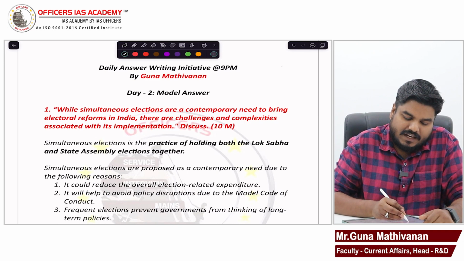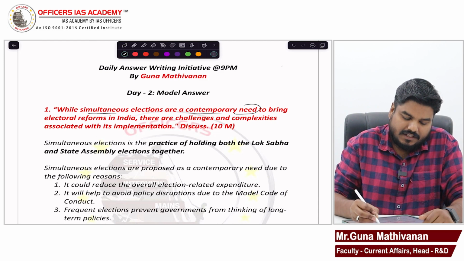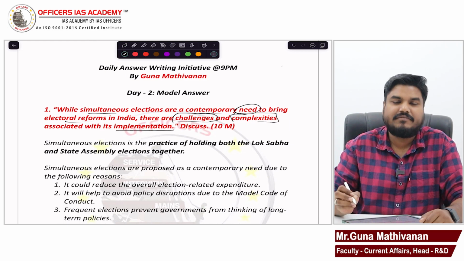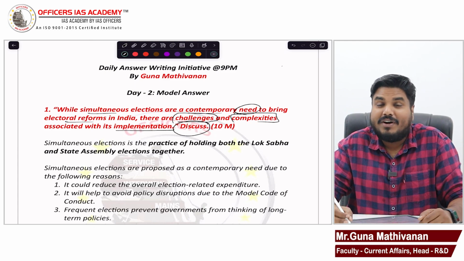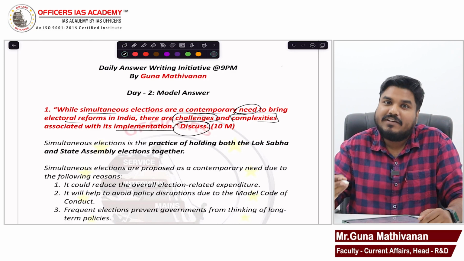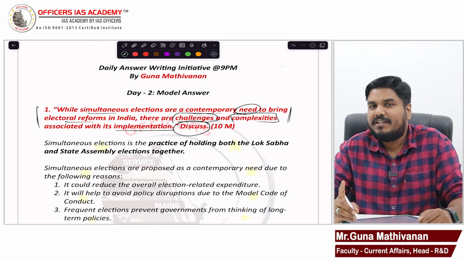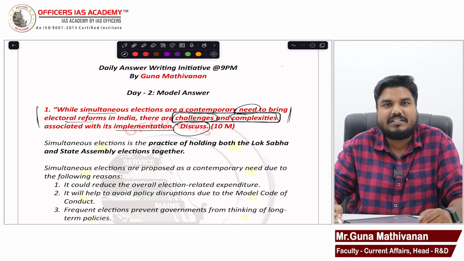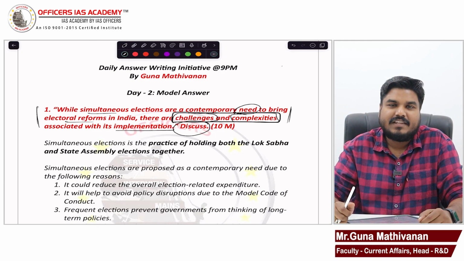So the question: while simultaneous elections are a contemporary need to bring electoral reforms in India, there are challenges and complexities associated with its implementation. Discuss. So what is the demand of the question? We need to discuss this entire statement. Many students discussed only the challenges and complexities part, but you have to discuss the entire demand, right?